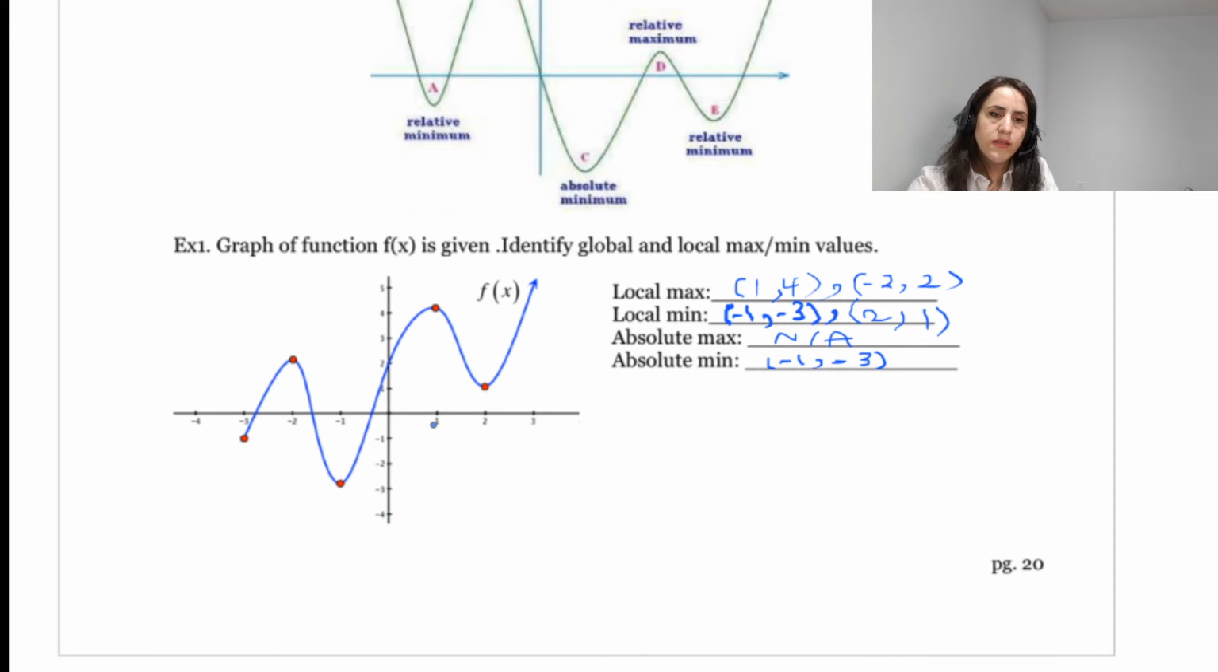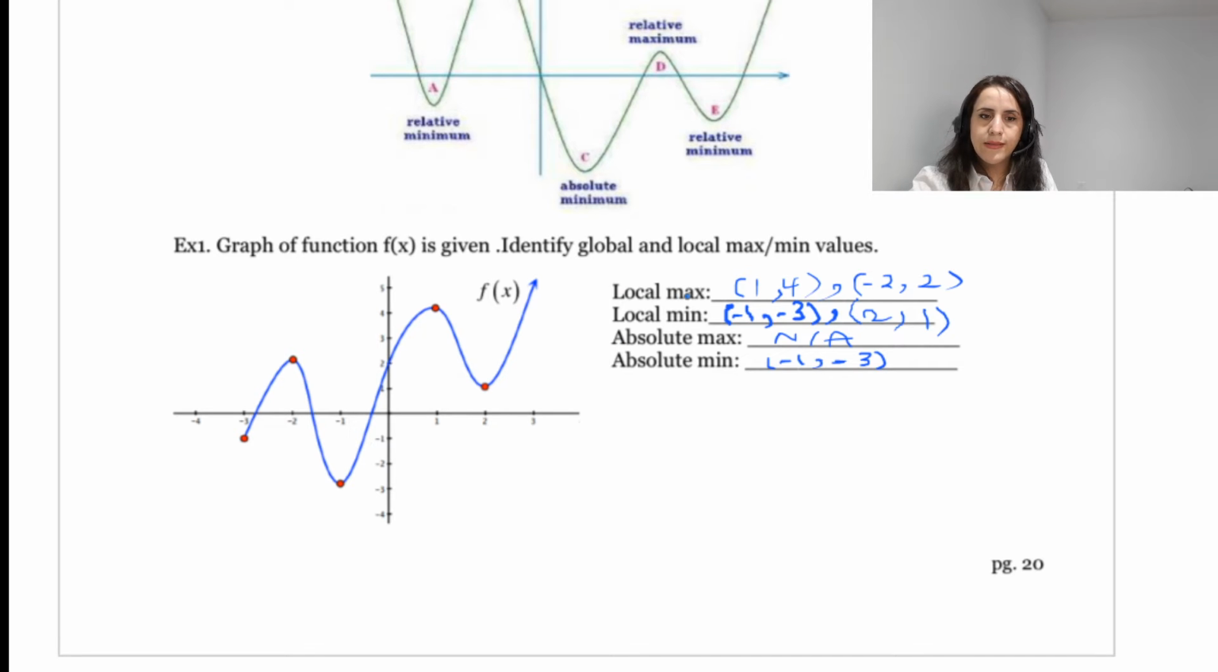We already talked about the point 1 and 4. 1 and 4 also is a local maximum because it's a maximum, but the function is going to positive infinity. We are going to have a higher y value than this point. Then this one is going to be a local maximum. Here I have another point. Here is a turning point. 2 and 1, as you see, is lower than another point in its neighborhood. It's going to be a minimum, but it's going to be a local minimum because we already had an absolute minimum.